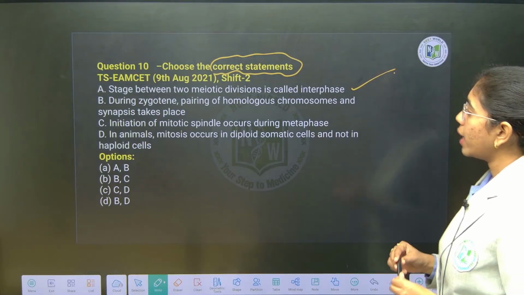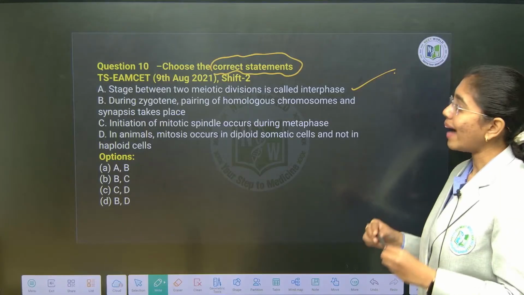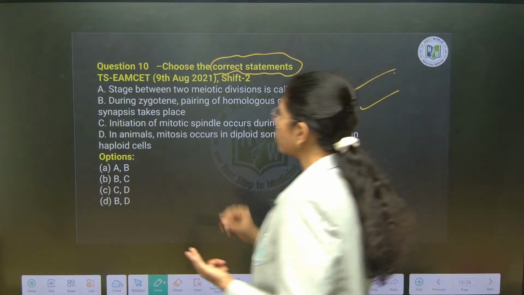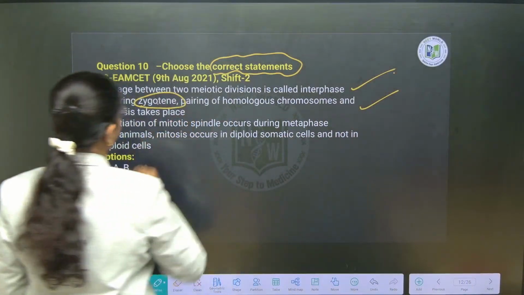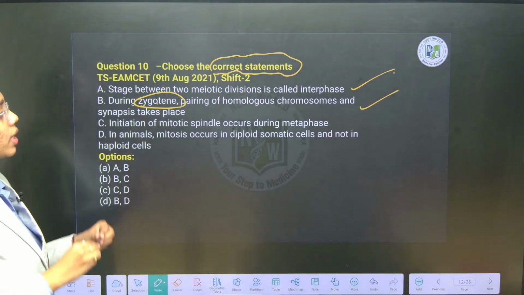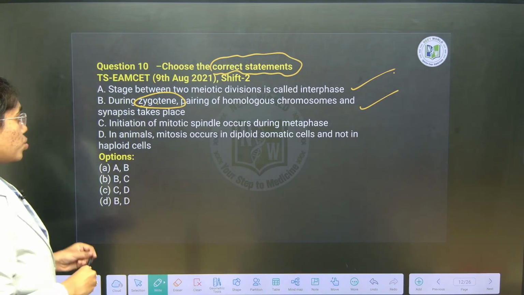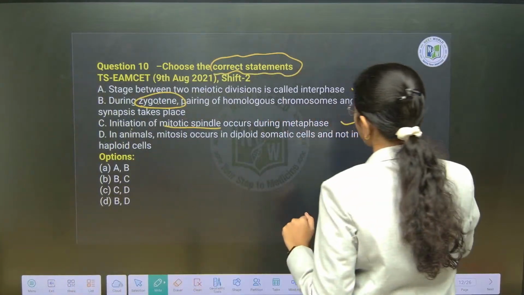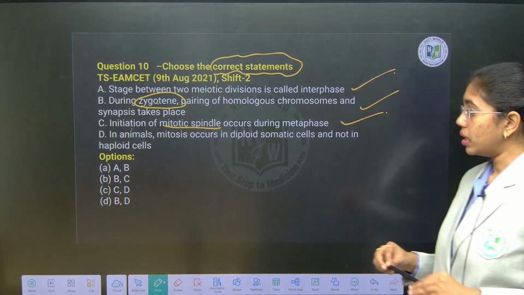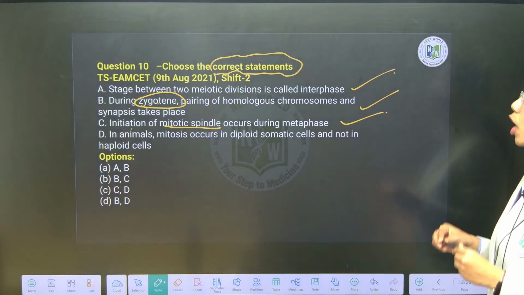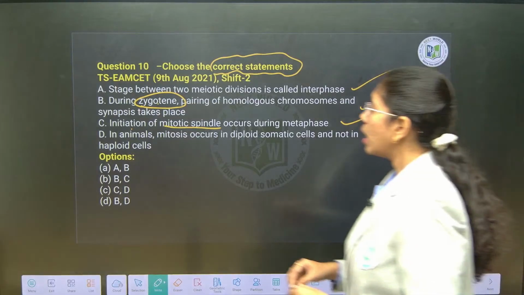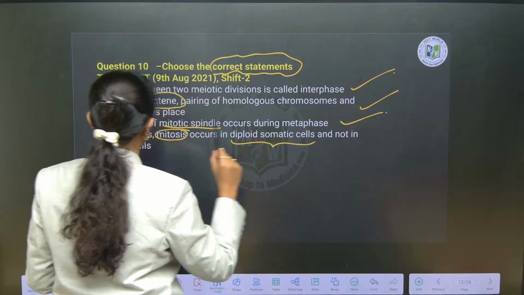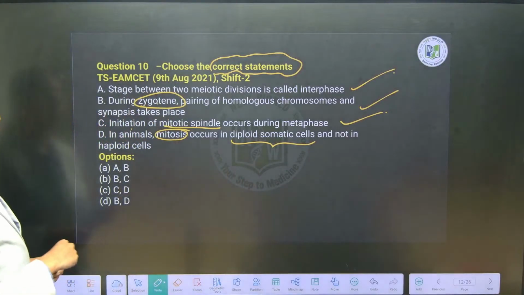During zygote, pairing of homologous chromosomes and synapses takes place. True. Next, initiation of mitotic spindle occurs during metaphase. True, right? Correct. In animals, mitosis occurs in diploid somatic cells. Fine, right? In animals, mitosis will occur in diploid somatic cells and not in haploid cells.